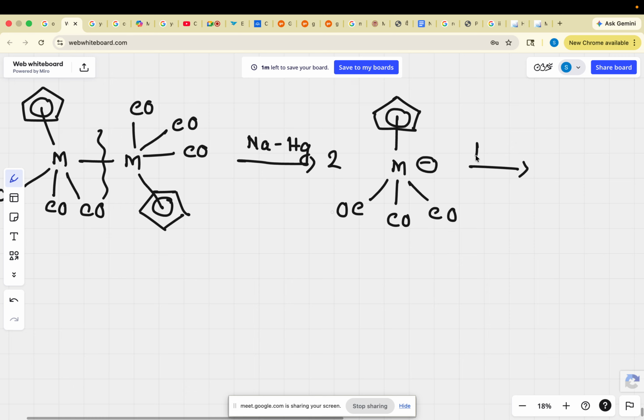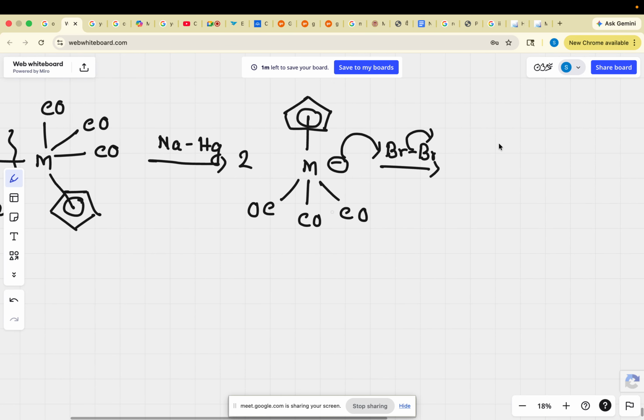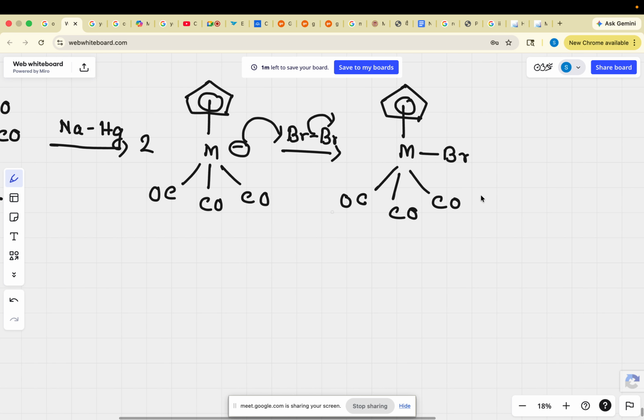Now next, suppose I am reacting with bromine. So what will happen? This negative charge will attack on bromine and this bromine will leave from here. So what am I getting? So you have one cyclopentadienyl, next you have metal, and this side you have bromine, and here you have what? 3 carbonyl, right?